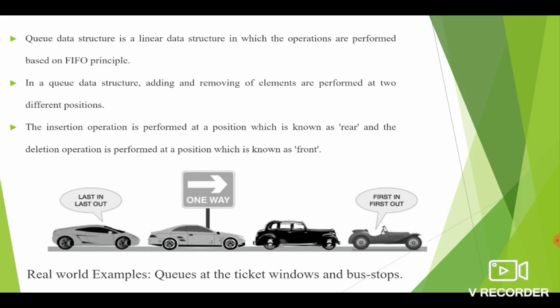So this is a real life example for queue data structure, a one-way lane. Here some cars are standing. The car which is standing in the front position is going to be moved first. So this is called first in, first out. Some other examples for queue data structures are queues at the ticket windows and queues at the bus stops.